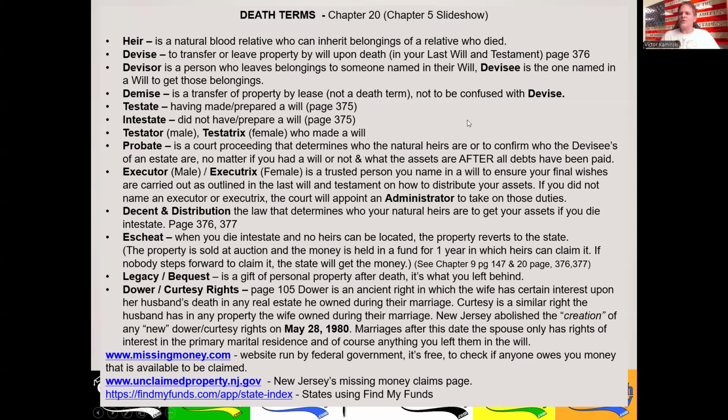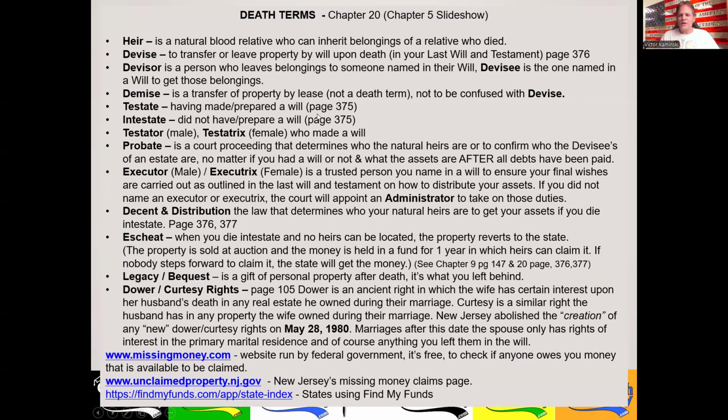Demise is a transfer of property by lease. It sounds like death, that you've met your demise, but it's not. Demise is actually a transfer of property by lease. Devise is a transfer of property by death. Okay? They sound the same, don't mix them up. Devise and demise. The one that sounds like death is not.